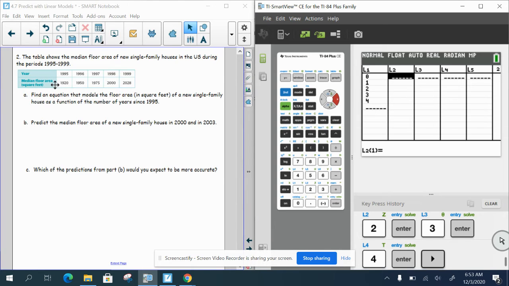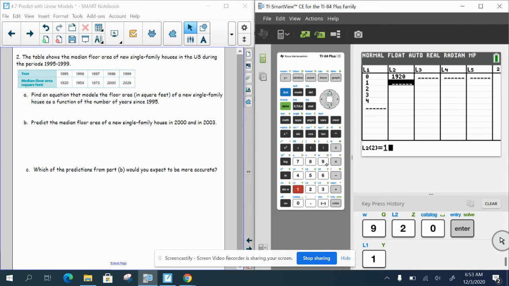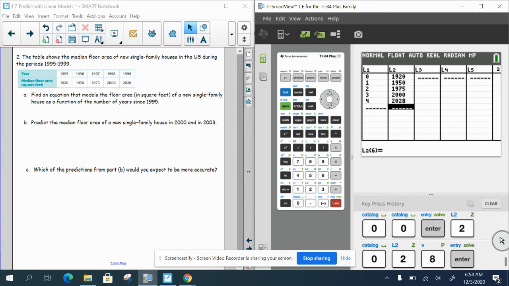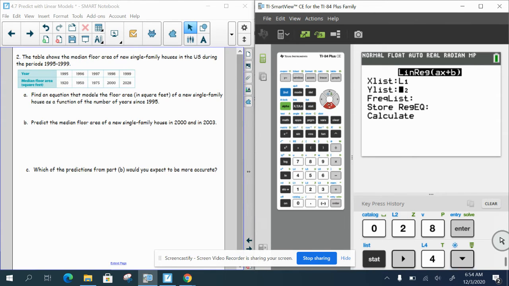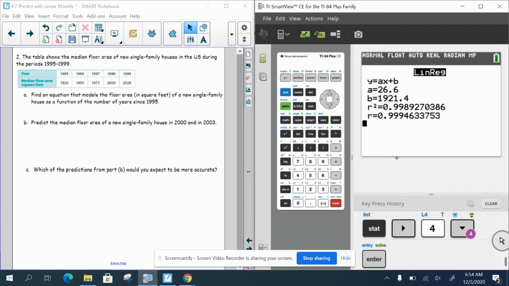And then over here, we've got 1920, 1950, 1975, 2000, and 2028. All right, and then my numbers match up. So then we'll go to stat calc, option 4. And there we have our numbers.